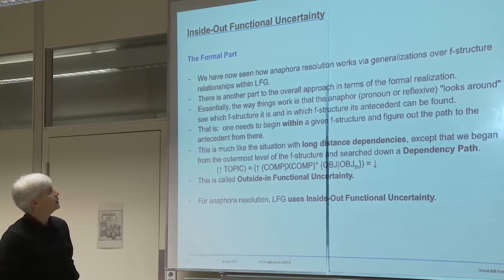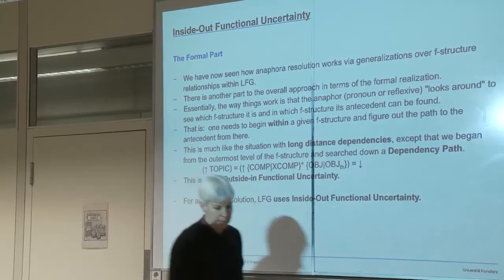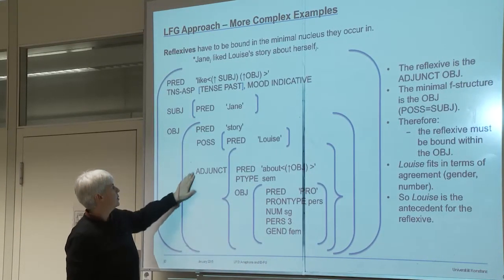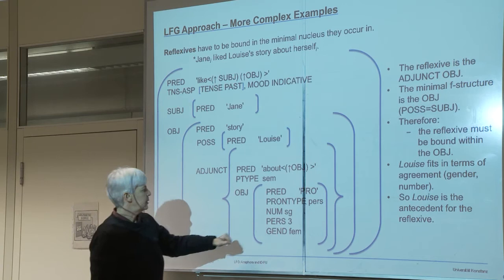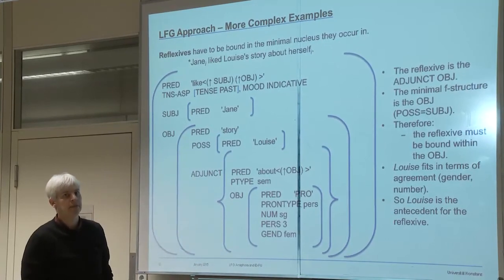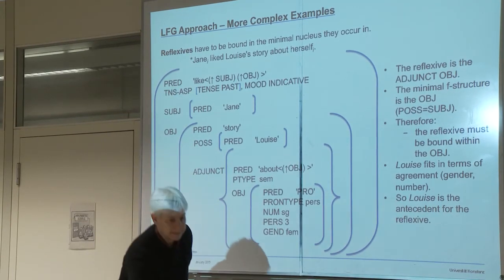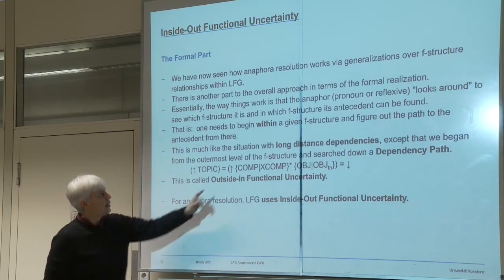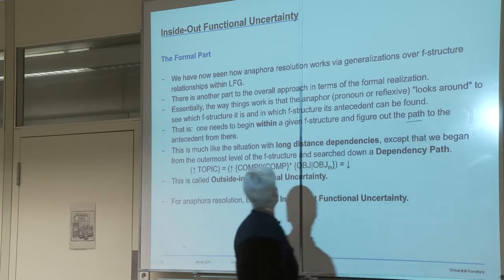The way we've seen it happen so far is that when I've gone through the examples with you, I've said, okay, we are here. What does the F-structure around me look like? Where's my antecedent? Generally the way I've described it is that you start out with a pronoun. The pronoun asks, what F-structure am I in? Do I have co-arguments? What is my minimal nucleus? And then it tries to find its antecedent. That's how I've always described it. So you begin within a given F-structure and figure out the path to your antecedent.